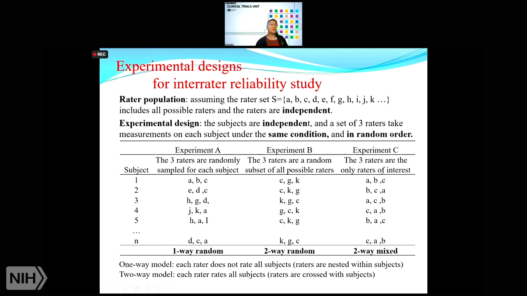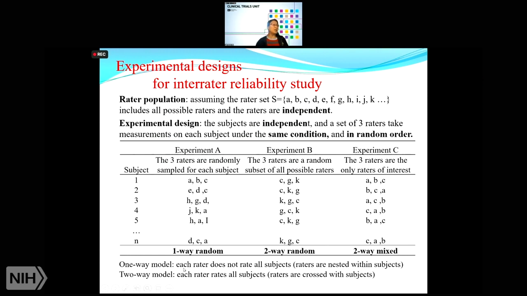In experiment C, the three readers are the only readers of interest. Thus, each subject is rated by the same set of three readers. For this design, we use the two-way mixed model. For experiments A and B, each reader has the same probability of being chosen from the reader population. And for experiment C, the three readers are deliberately chosen.